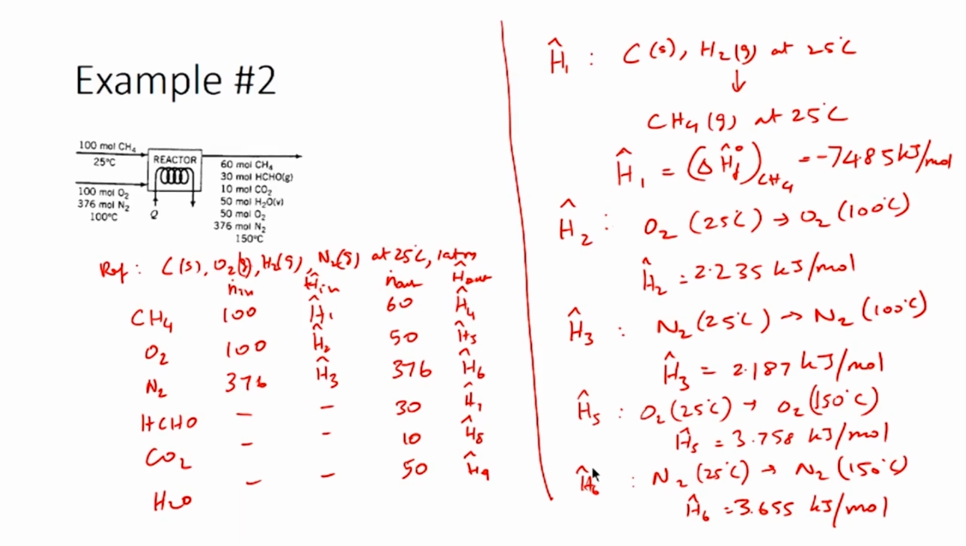Now let us identify the values for H4 cap, H7, H8 and H9. Let us start with H4 cap. What is the process we are looking at? You have carbon solid and hydrogen gas forming methane gas, all at 25 degrees Celsius. This methane at 25 degrees Celsius which is formed is then heated to methane at 150 degrees Celsius, which is the exit stream temperature.